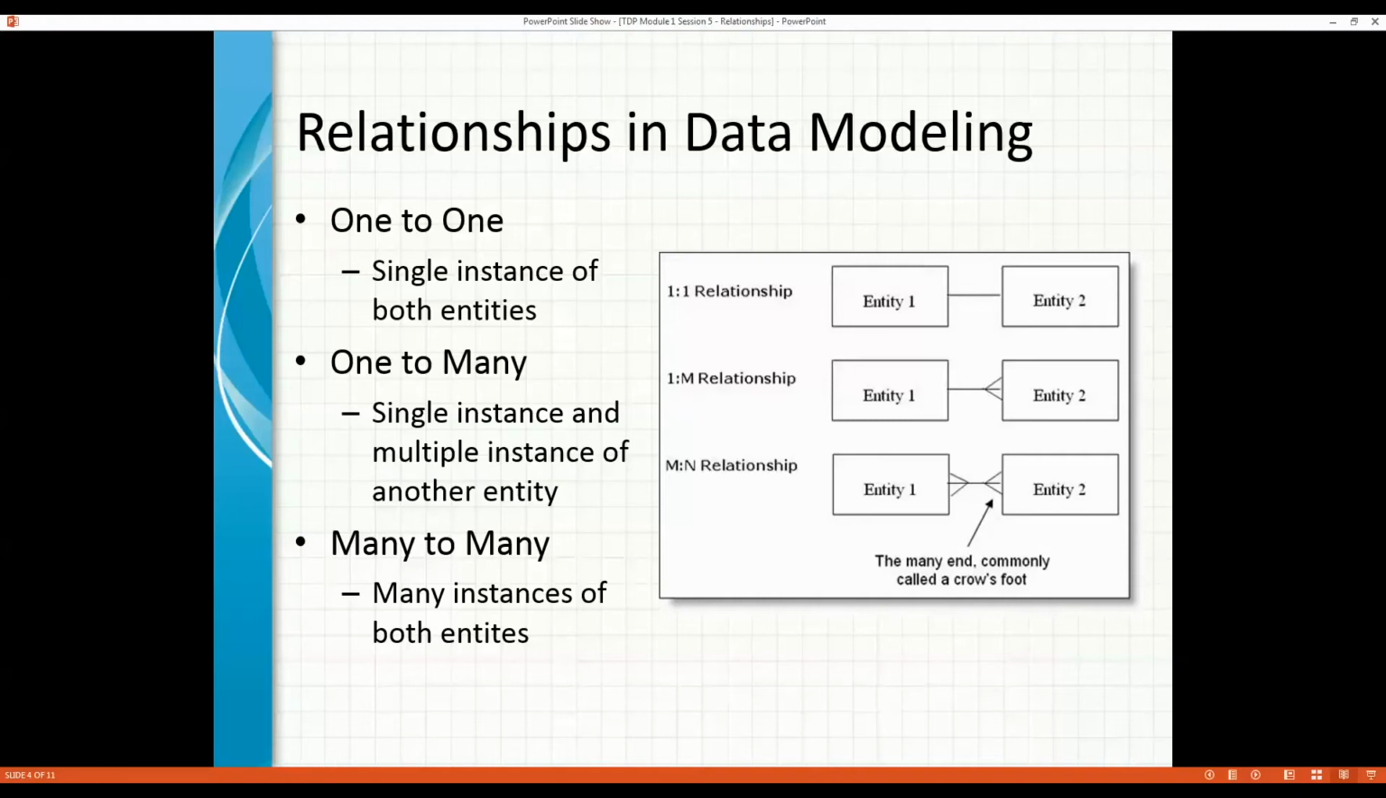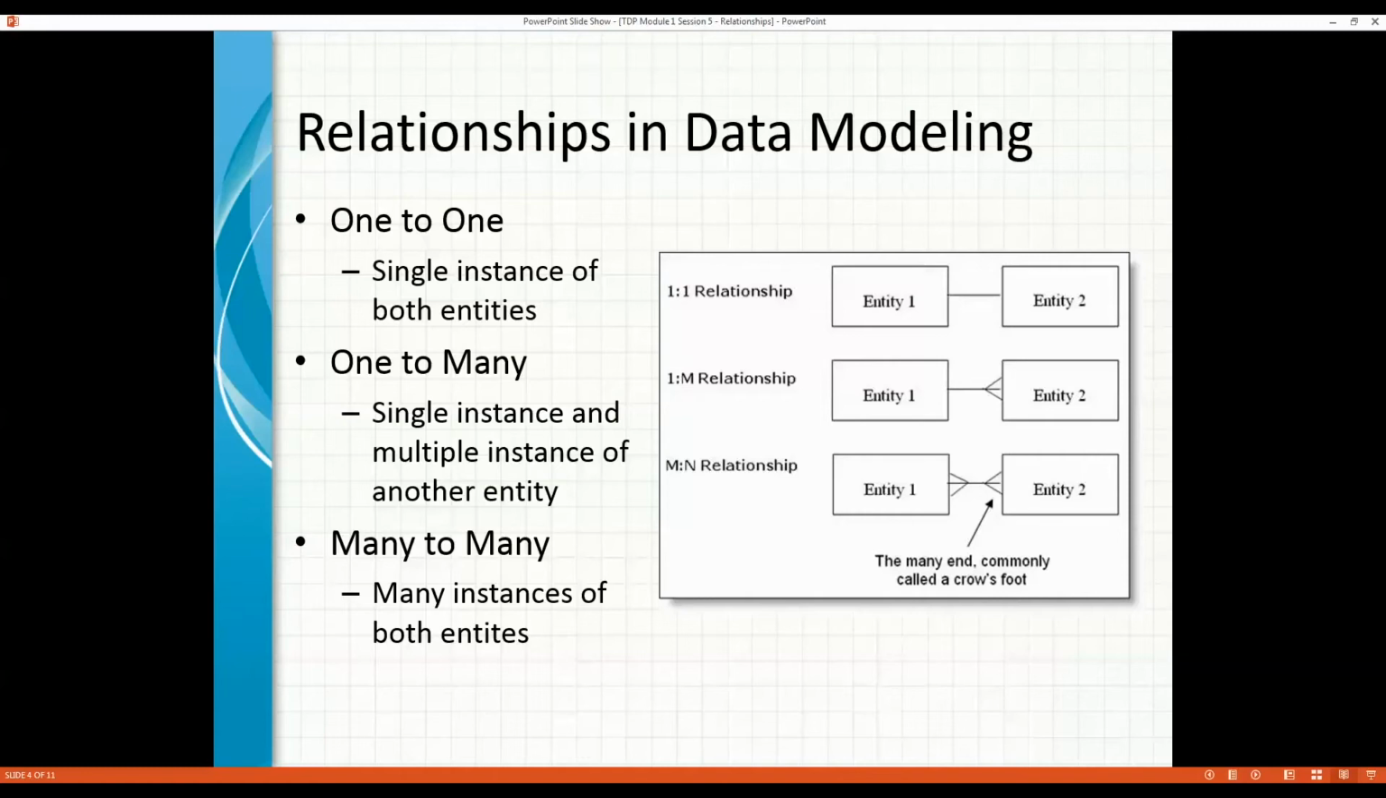Next, we have one-to-many, where we have a single instance of one entity connected to multiple instances of another entity. Now, when we say one-to-many, the many leaves it open. There could be 2, 5, 10, 20. We just say many. We just know it's going to be more than one. So this leaves a nice open kind of relationship.